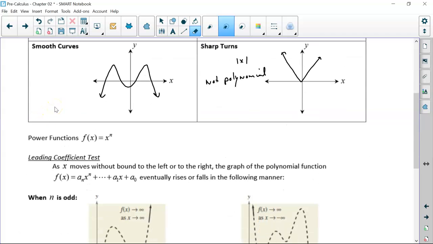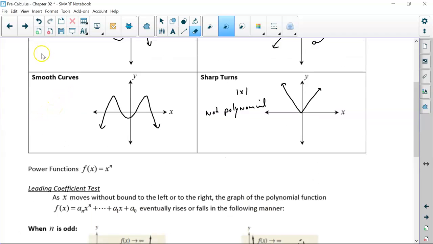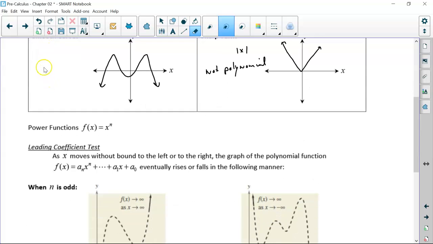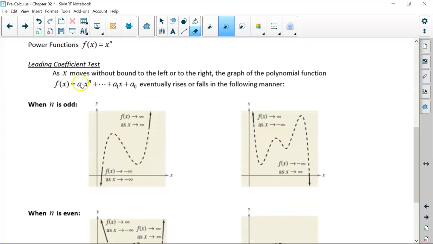So we're going to be talking about power functions. Once again, a function in standard form goes from the largest degree, the highest exponent of the variable, to the lowest exponent, to that constant. Now the leading coefficient test tells us what the graph will look like, the end behavior and so forth, based on the degree, the largest exponent, and whether the leading coefficient is positive or negative.